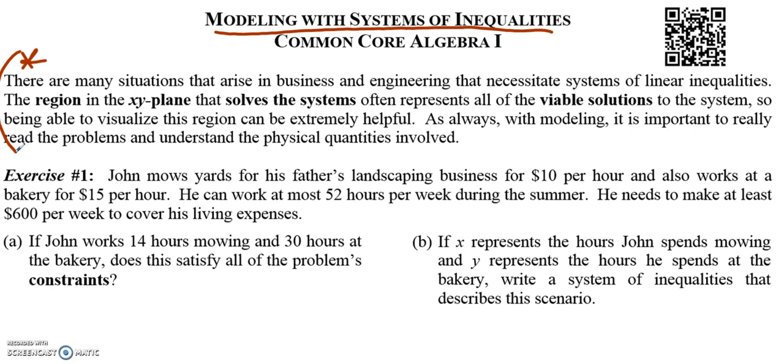It says John mows yards for his father's landscaping business for $10 per hour and also works at a bakery for $15 an hour. He can work at most 52 hours per week, and he needs to make at least $600 per week to cover his living expenses. So part A wants to say, if John worked 14 hours mowing and 30 hours at the bakery, does this satisfy all of his constraints?